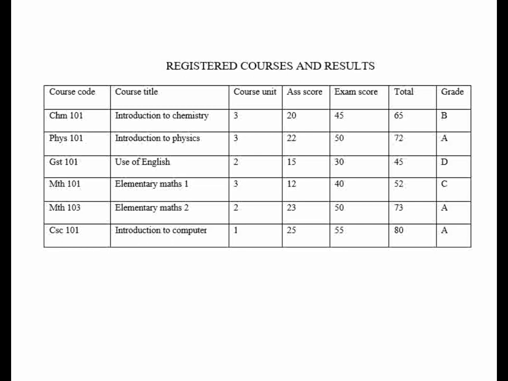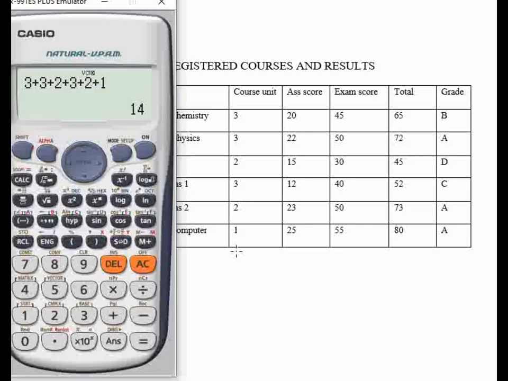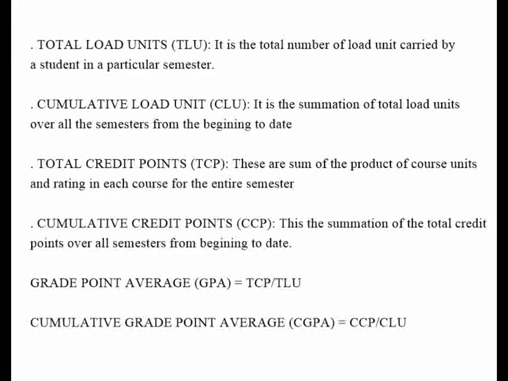The total load unit carried by this particular student in this semester will be, let's calculate that with our calculator. We have the first course unit to be 3. We have the second one, 3 also. We have the third one, 2. We have the fourth one, 3. We have the fifth one, 2, and we have the sixth one to be 1. This total course unit, which is 14, is actually your total load unit. I believe with this we have done justice to what total load unit is.